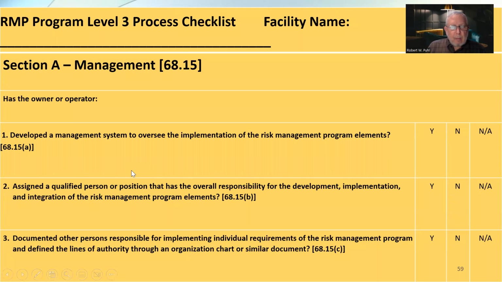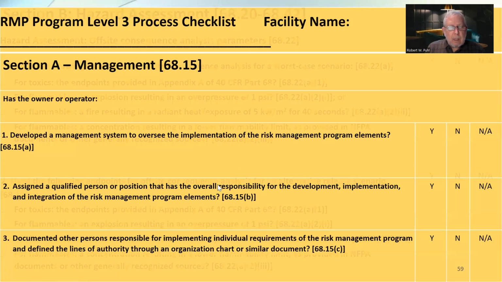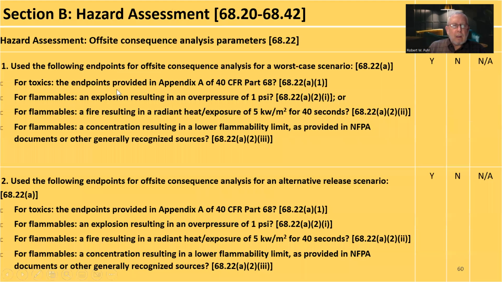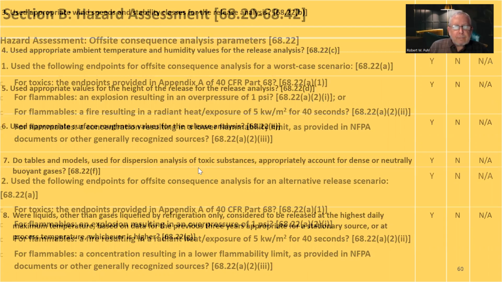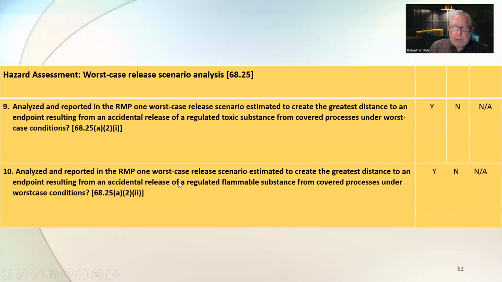So there's developed an employee management system to oversee the implementation of the risk management program elements. And this is for endpoints for offsite consequence analysis of a worst case scenario. You have to take a worst case scenario of your biggest tank rupturing and blowing out in like 5 minutes or something like that. And then you have these different things you can use to determine. That's what our environmental guy did. But this is a good checklist too.